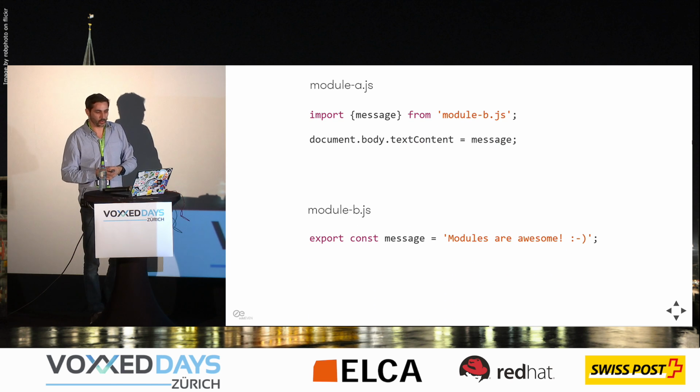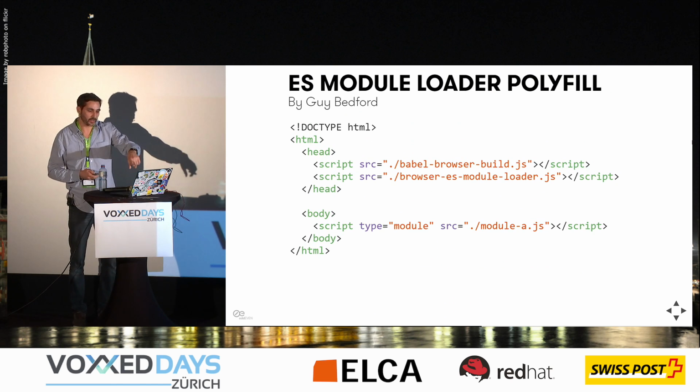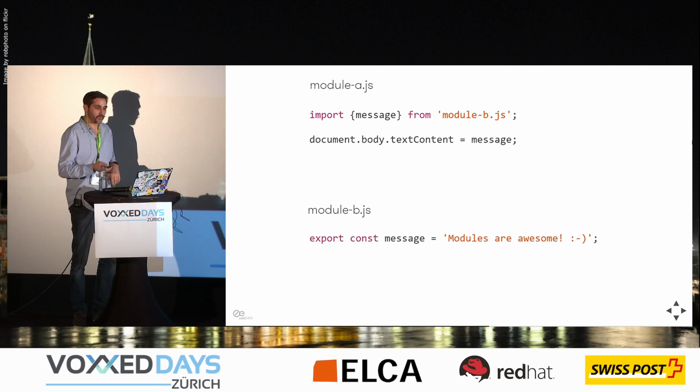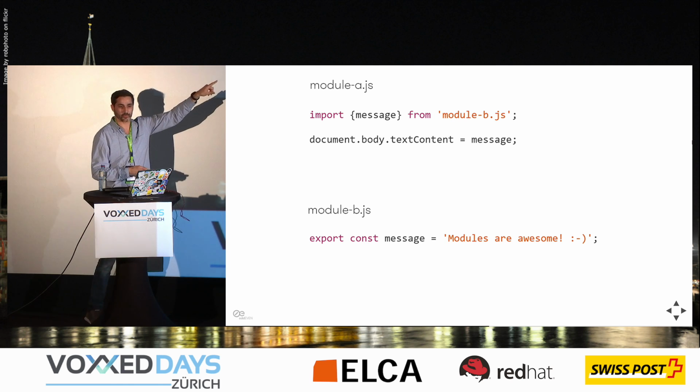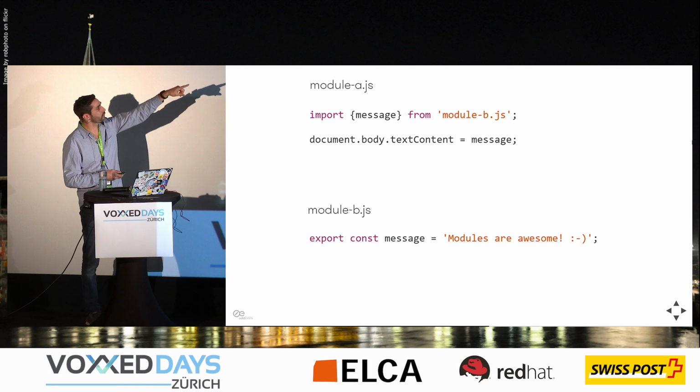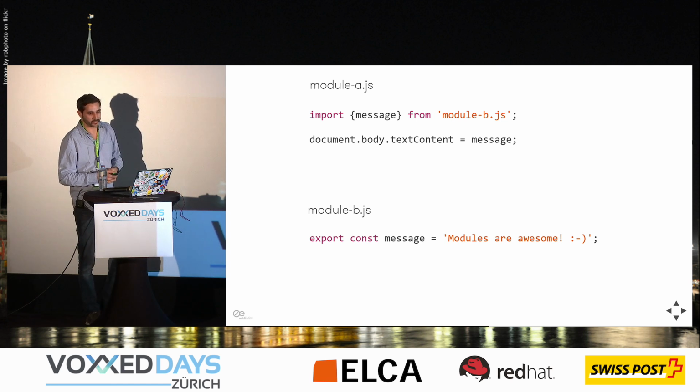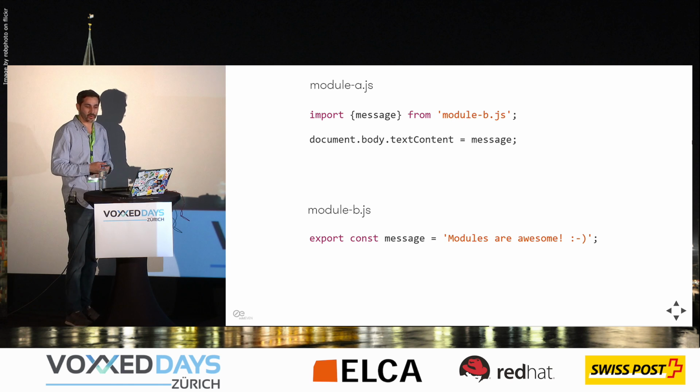And if you look at the code that we load, here we're loading module a.js, right? If you go to module a.js, you can see we can use ES6 imports: import message from module B. Below we have module B, where we export a constant message. And this is already working in the browser like this.